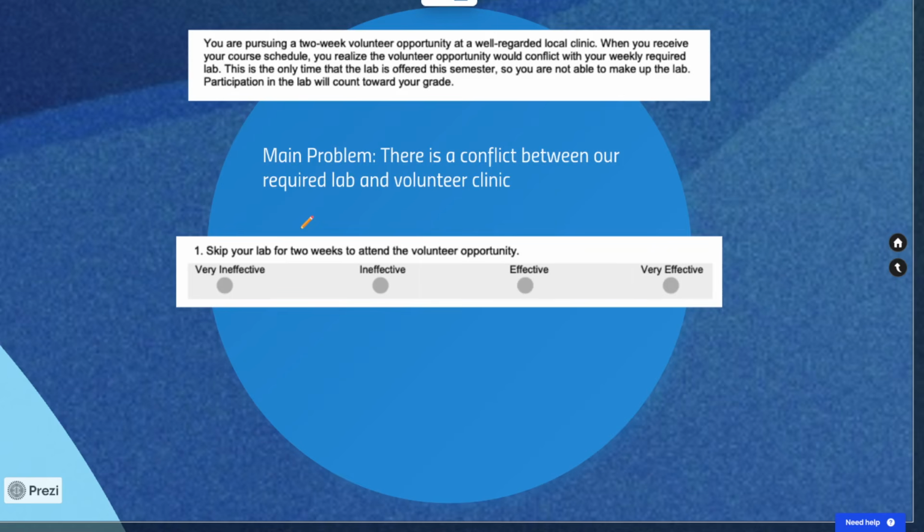So our responsibility, told to us pretty clearly, is that we have a weekly required lab, right? And then this response says skip your lab for 2 weeks. So this is not going to be an effective response, right? And that is because we are not fulfilling our responsibility. Okay, so now that we've come to that, let's decide, is this a very ineffective or ineffective response, right?